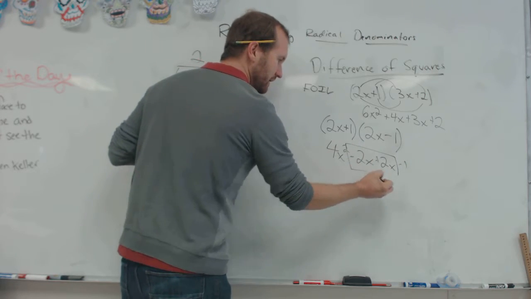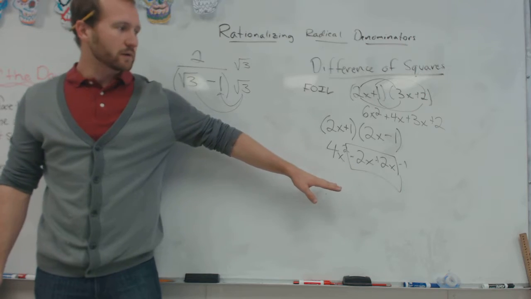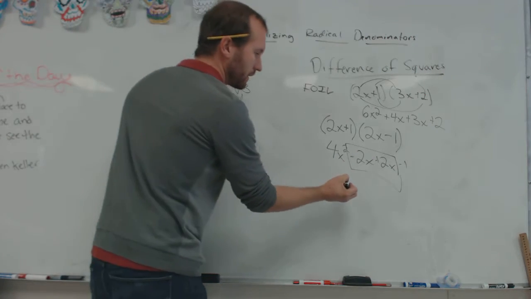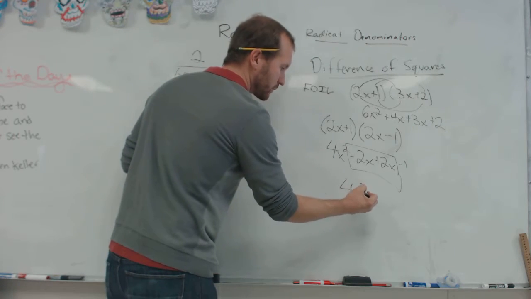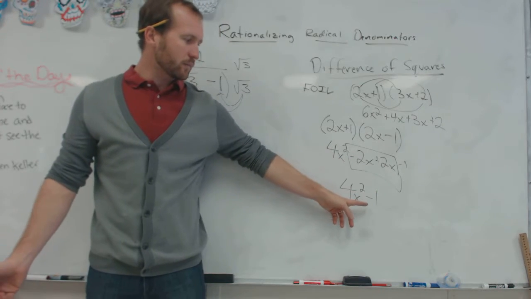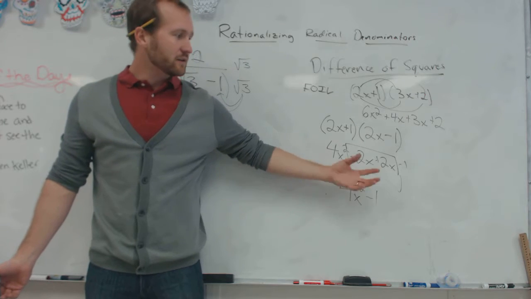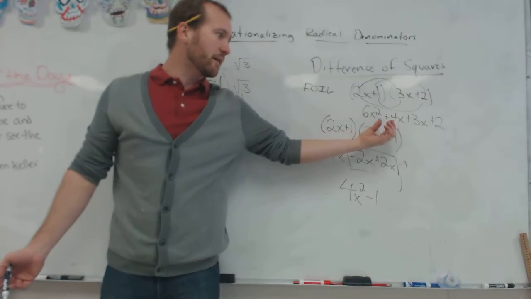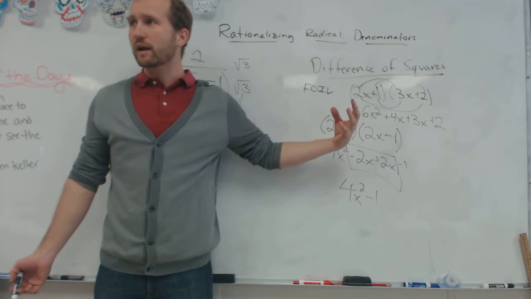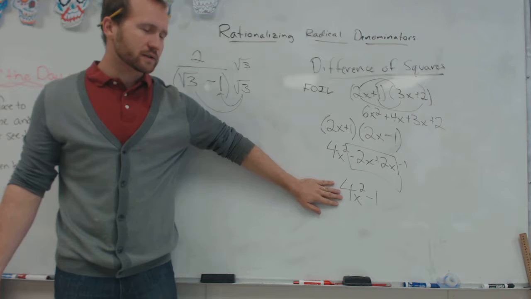So look at this. Minus 2x plus 2x. This is all going to drop out. And so 4x squared minus 1. This is why it's called a difference of squares, because these are both perfect squares, and they're subtracted. There's no middle term like we usually have with FOIL. With FOIL, we usually have 3 terms. But in a difference of squares, you're going to just get two.